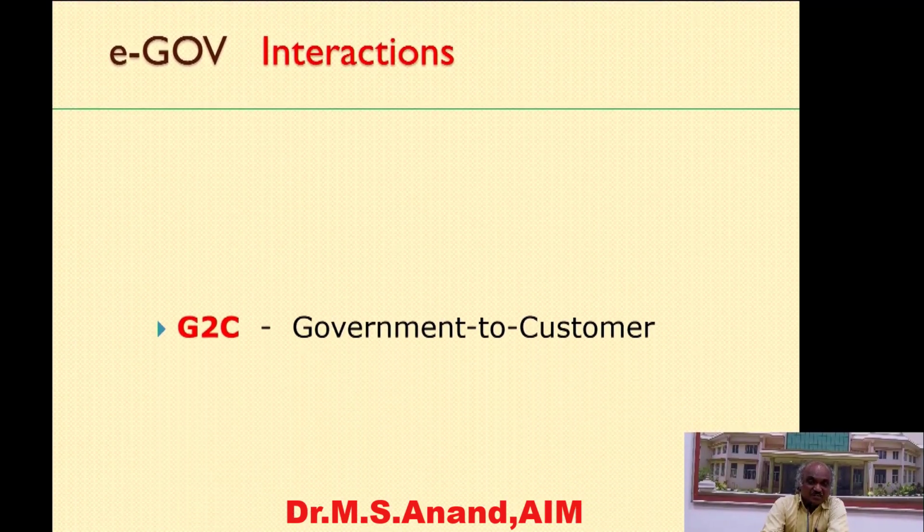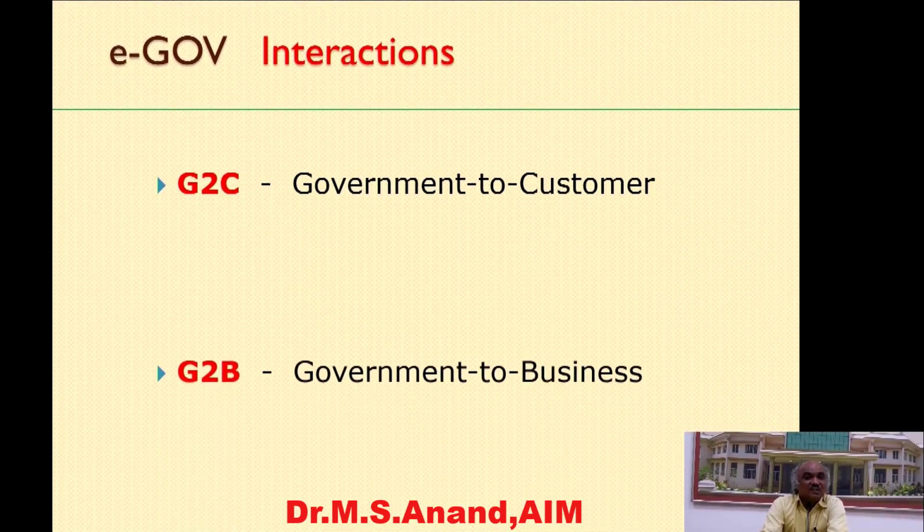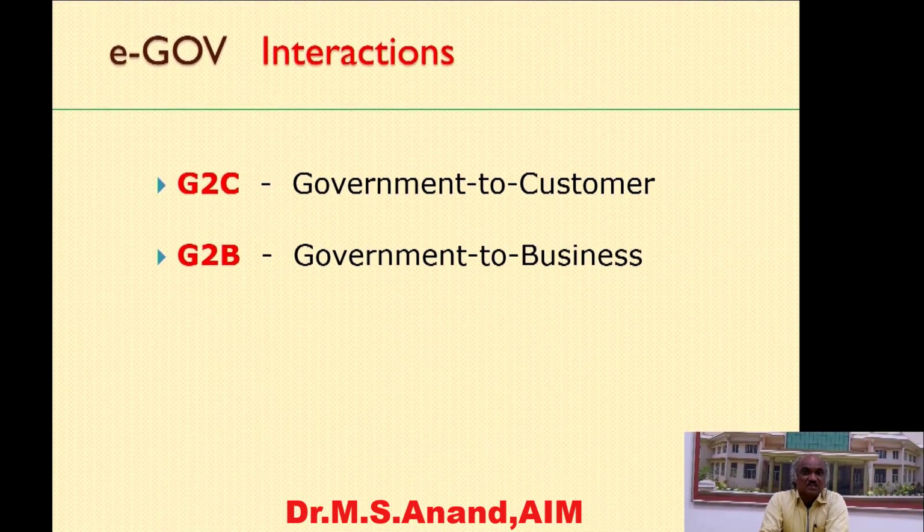E-governance interactions. There are four interactions, as we discussed earlier in the beginning slides itself. One is government to customer or government to citizen. The second one is government to business. The first one is government to customer. As an example, government websites are developed, by which we can deliver the services to the public.